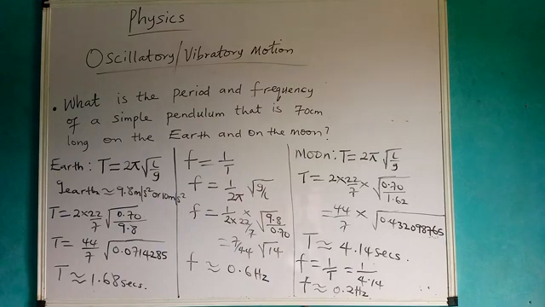We already calculated the period and frequency on the Earth and on the Moon. You know that the G, the acceleration due to gravity at the surface of the Earth, is 9.8, while the one at the surface of the Moon is 1.62. With that, we already applied our formula, and we have gotten the answer.